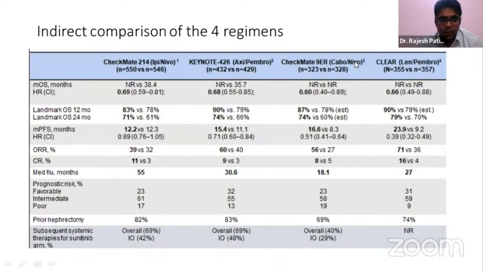If we see the CR rate, it ranges from 11% to 16%. And if we see the prior nephrectomy status, it was done in around 70 to 80% of patients in all of these trials.